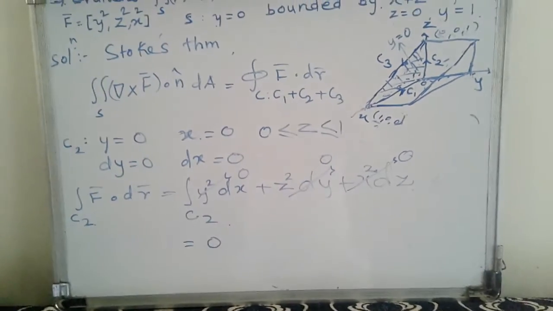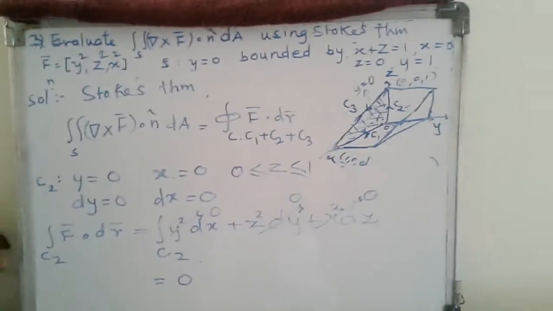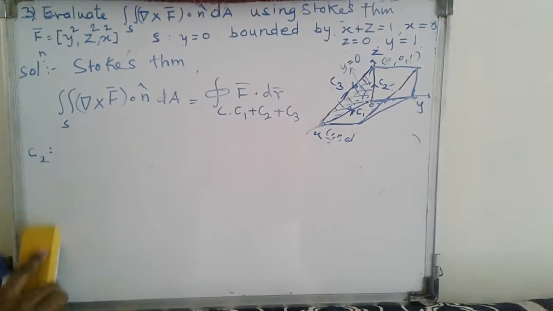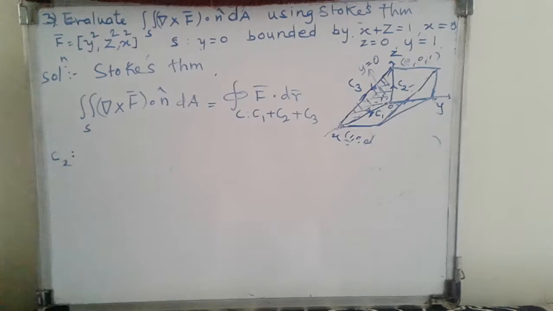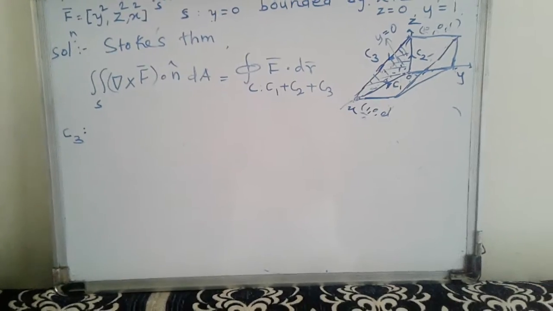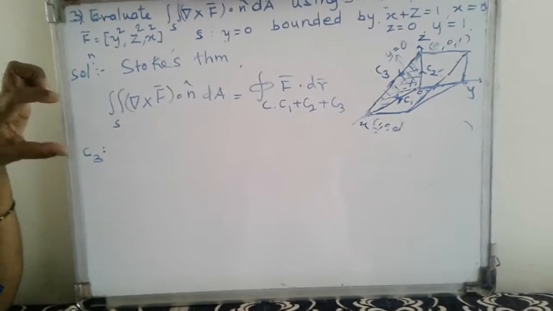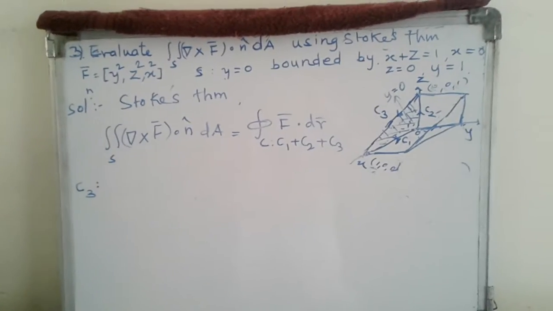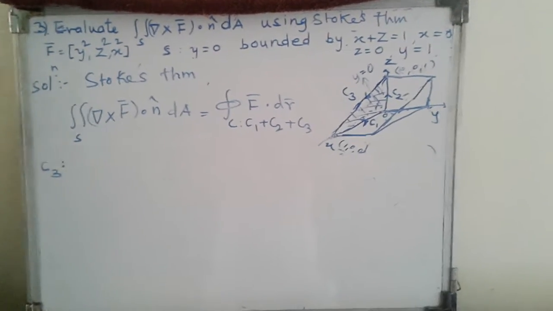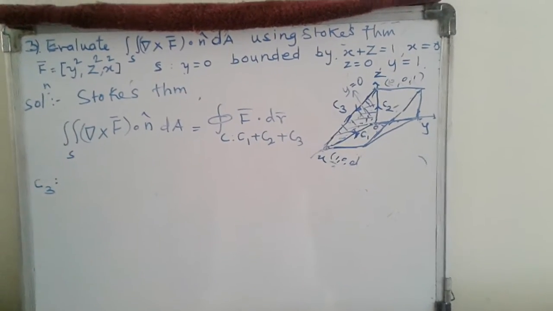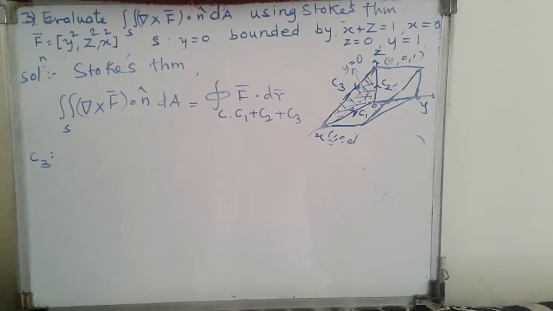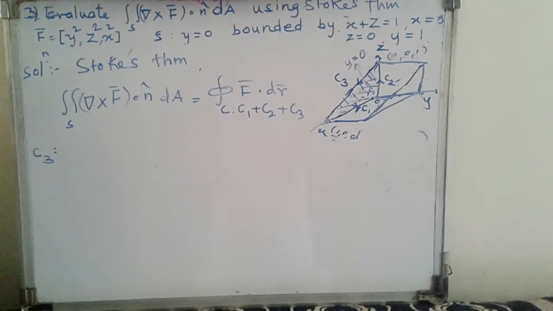Now let us try to identify the path C3. Path C3 is again a straight line, but it's not a section of the x-axis, y-axis or z-axis. It's a distinct line in the xz plane. So whenever you find a distinct line or a curve in any of the planes or in any of the surfaces, the first question we always raise is where does that line or the curve lie.